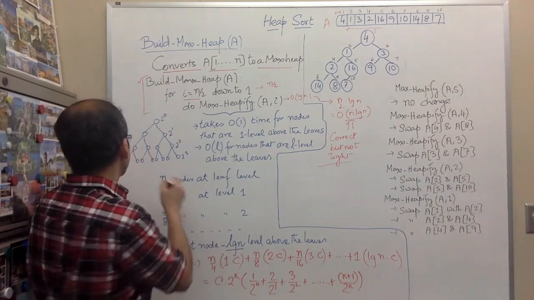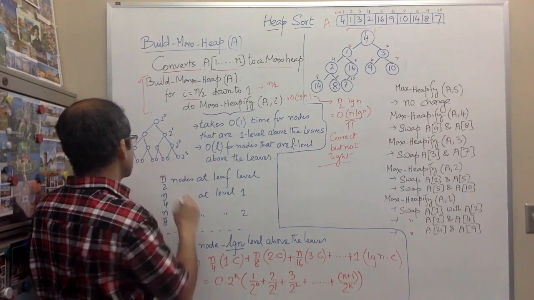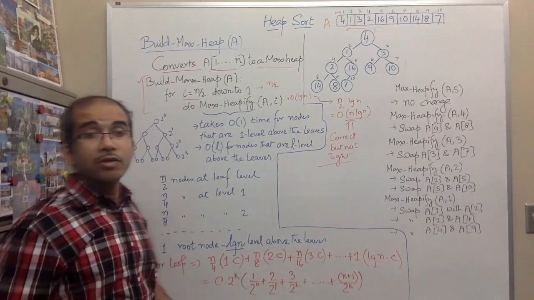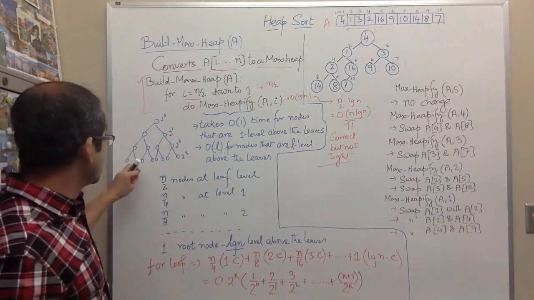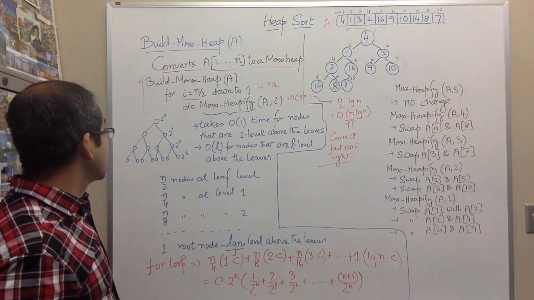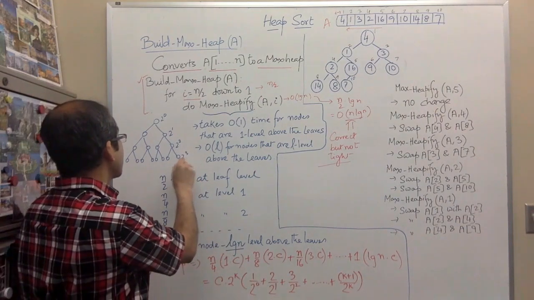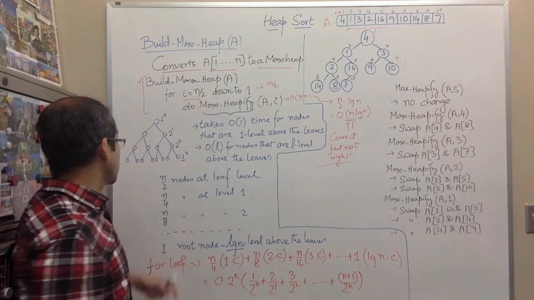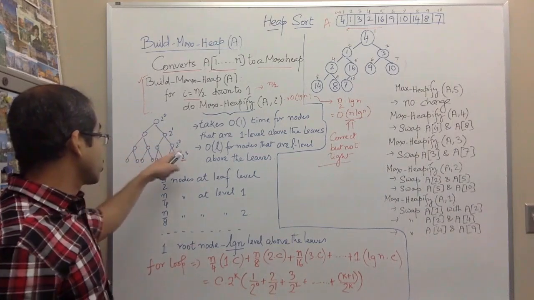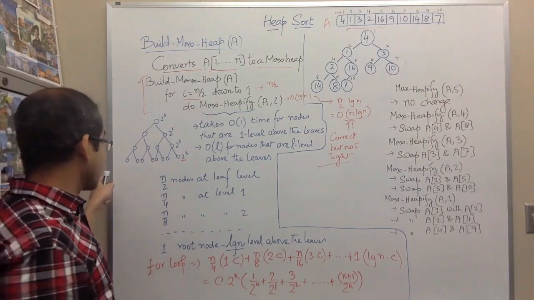as I said, the nodes at the lowest level, the leaves, are already trivial max heaps. So we do not need to do anything for these nodes. Suppose there are 2 to the power 0 nodes, 2 to the power 1 nodes, 2 to the power 2 nodes, 2 to the power 3 nodes.